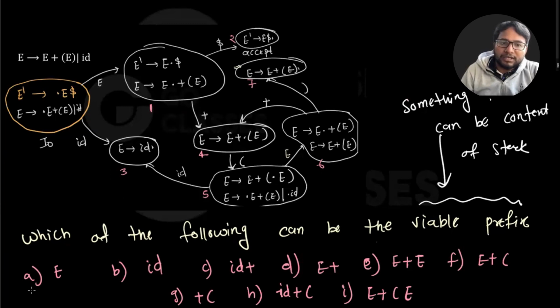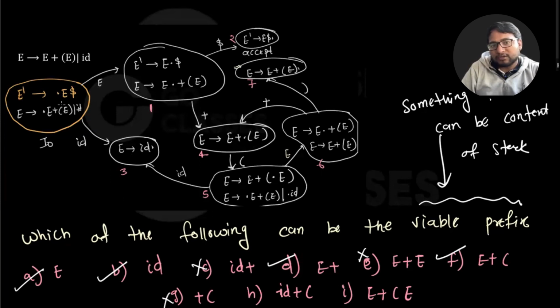So this A can be the content of the stack because it is leading to a valid state. ID can be the content of the stack. ID plus cannot be because it is not leading to any valid state. ID plus, there is no move. So E can be. This E plus E cannot be because there is no valid move. E plus open parenthesis, yes, this can be. Plus closing parenthesis, plus open parenthesis, there is no move, right? Starting from plus, no. This could be, yes. So these are the viable prefixes, right?